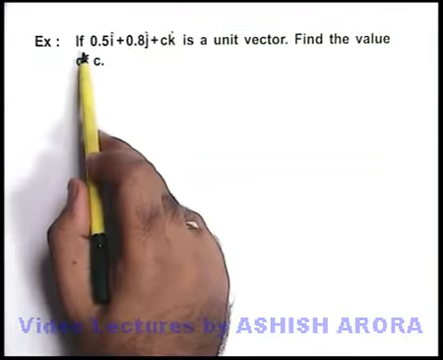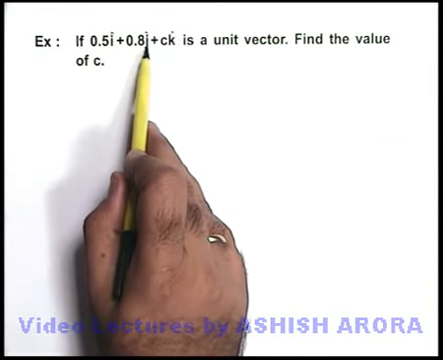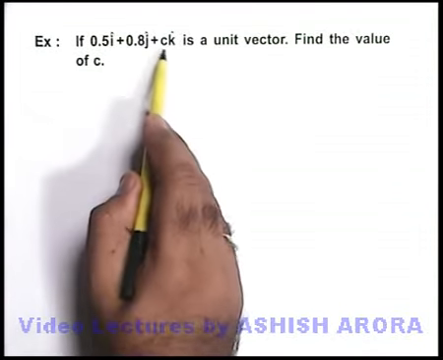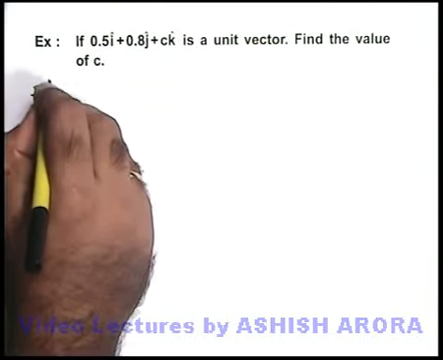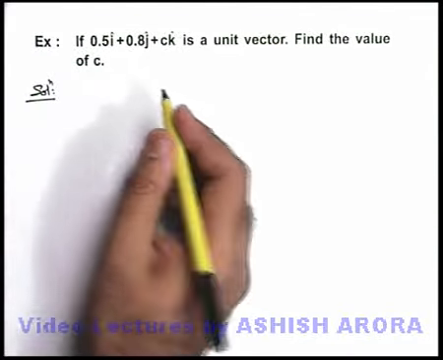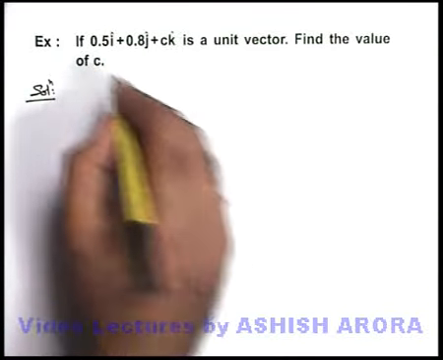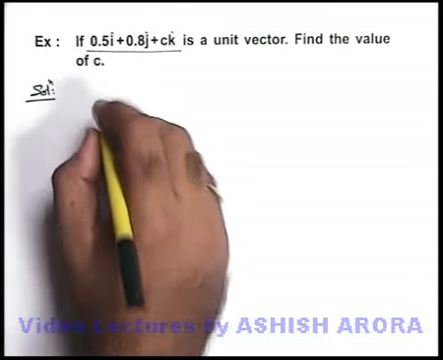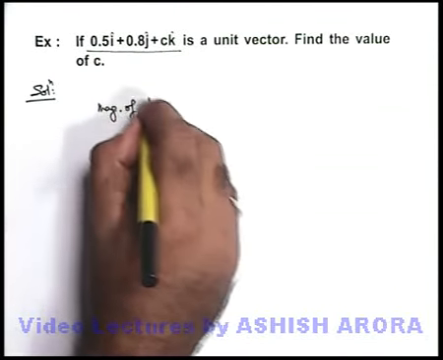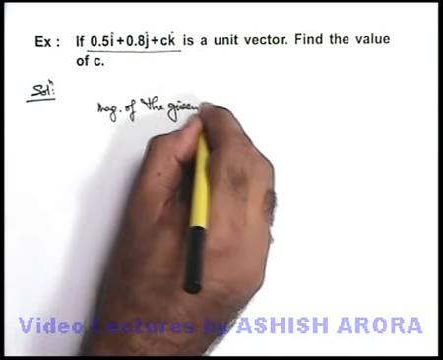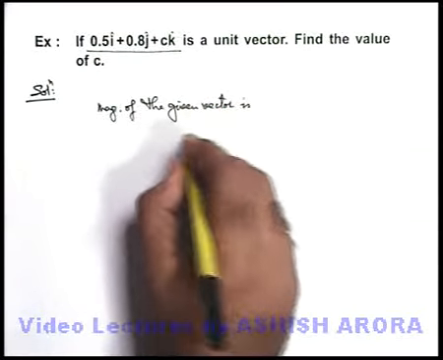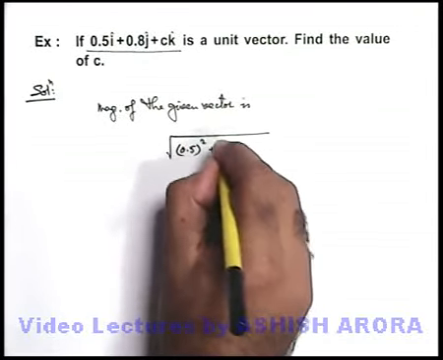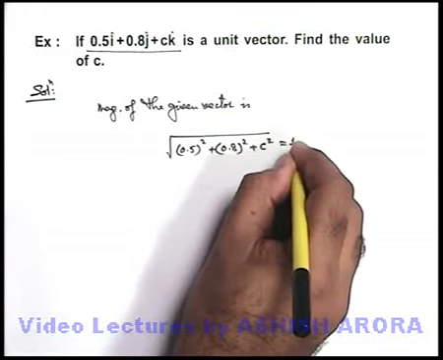Let's see one more example which says if 0.5 i cap plus 0.8 j cap plus c k cap is a unit vector, then we are required to find the value of this constant c. This is quite a simple question where you can simply state that in this particular situation, this given vector is a unit vector. That means the magnitude should be equal to 1. So we can say the magnitude of the given vector, we can write, is root of 0.5 square plus 0.8 square plus c square is equal to 1.